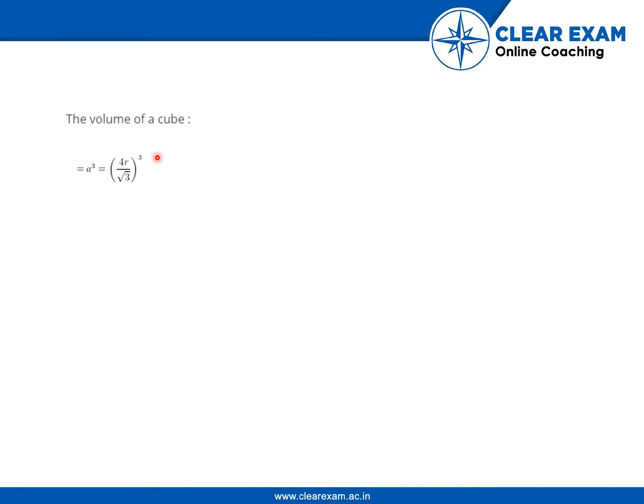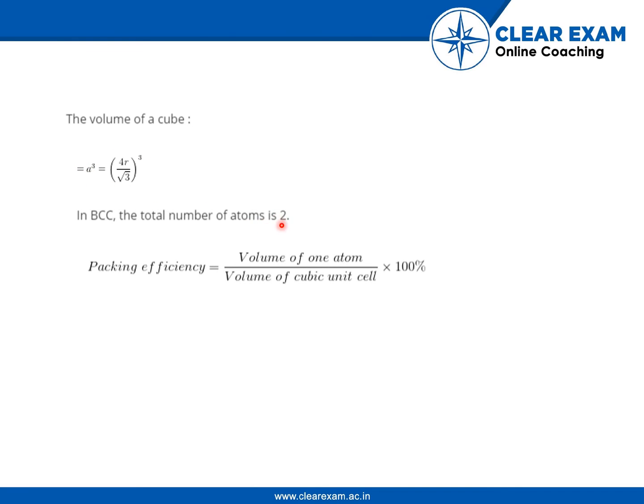The volume of a cube in terms of A and R is given as follows, where we see the total number of atoms is 2. So packing efficiency is equal to volume of one atom divided by volume of cubic unit cell. So putting the values, you get 68%. Memorize it, it will be helpful for competitive exams.